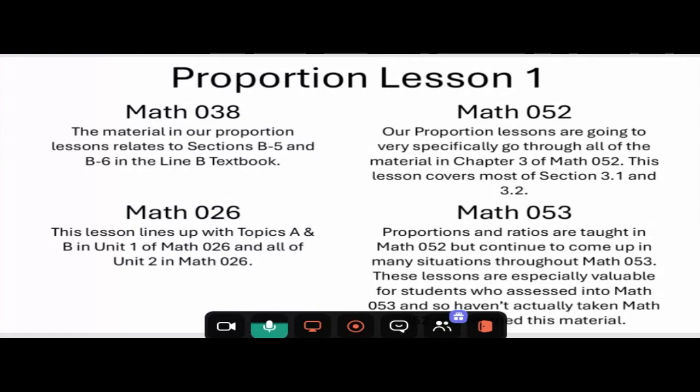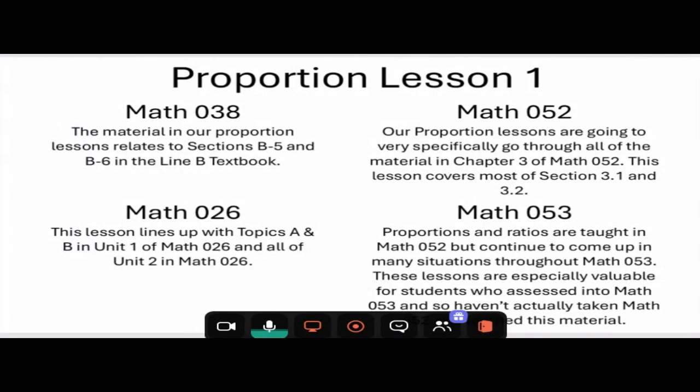Okay, so we're going to start into a few lessons we're going to do here for about a week on proportion. This is really relevant for everybody. It's most specifically taught in all of Math 026, 038, and 052, and I've listed which sections today's lesson is from for those. But for Math 053, it is also expected that you can do this. So this is a specific type of equation and word problem that will continue to come up.